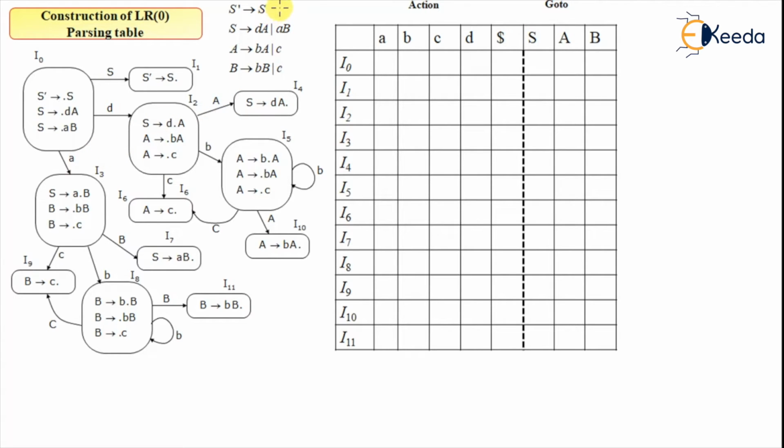Let me number these production rules so that later we can have the appropriate reduction number. I'm putting number 0 over here, then 1, 2, 3, 4, 5 and this one is 6. Now I0 on input S goes to the state I1, I0 on input D goes to the state I2, and on input A it goes to the state I3.